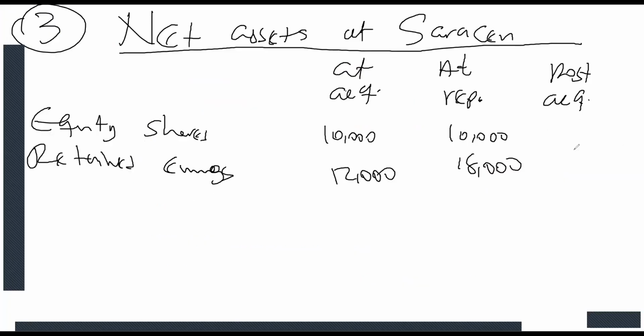Then the profit made for the year. Always post-acquisition means at reporting minus at acquisition. 18 minus 12 will give us what? 6,000. So you see, this is what I expect you to do first. Then here you go and take your time and read the question.